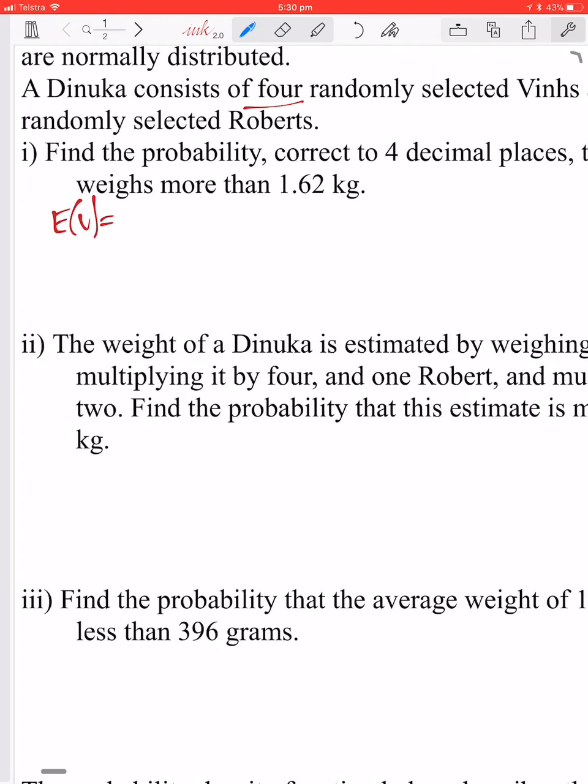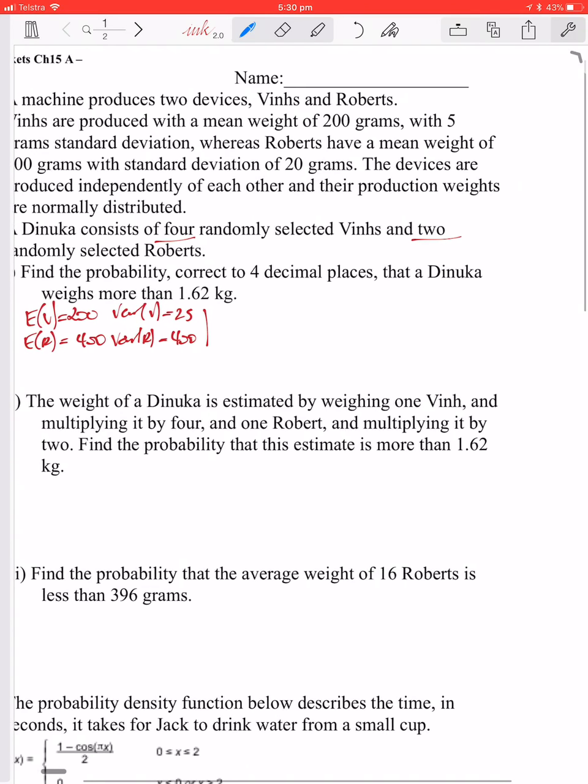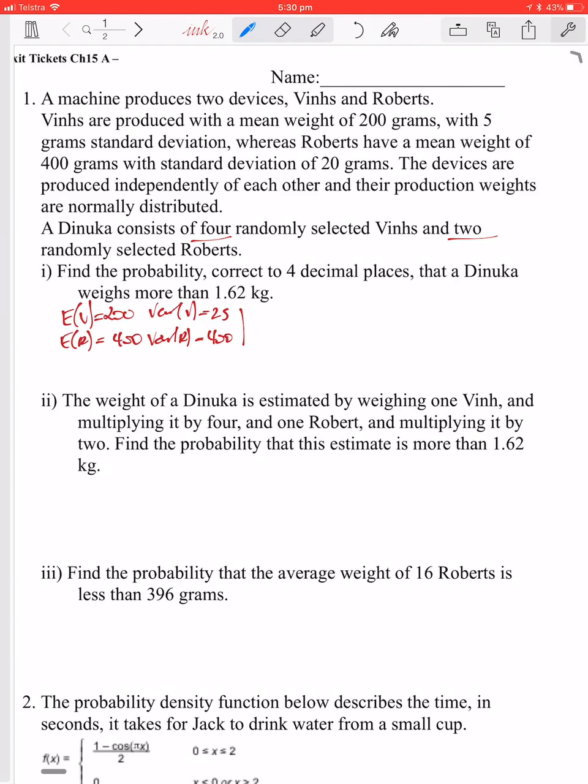So in this case, we have the expected value of VINs, which is 200, and the expected value of Roberts, which is 400. We have the variance of VINs, which is 5 squared, 25, and the variance of Roberts, which is 20 squared, which is 400. Okay. So a Danuka consists of 4 randomly selected VINs. So that means we grab, let's say a VIN's a bottle, one bottle, another bottle, another bottle, another bottle. So there's 4 different VINs and 2 randomly selected Roberts. So once again, we grab 2 different bottles.